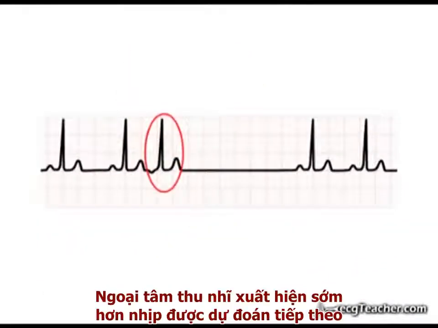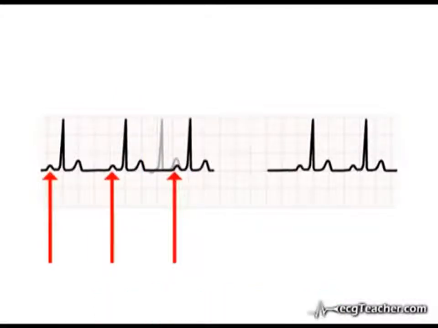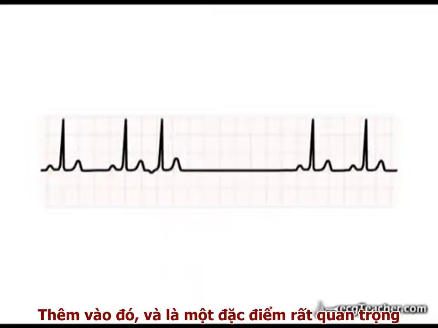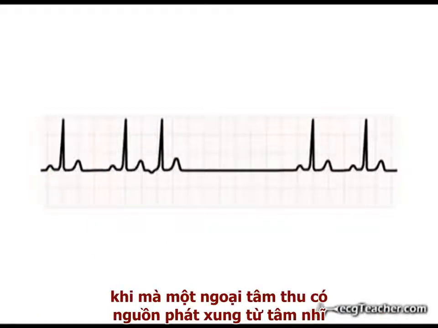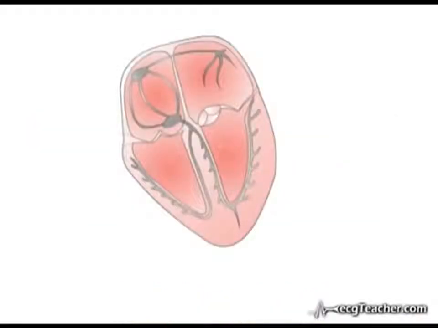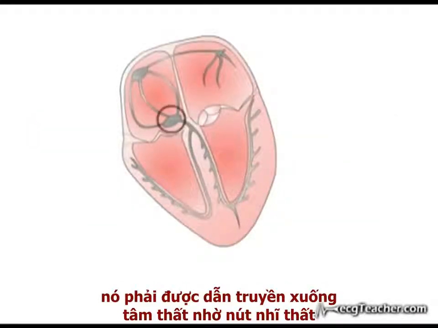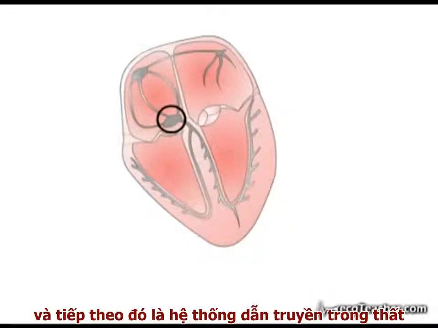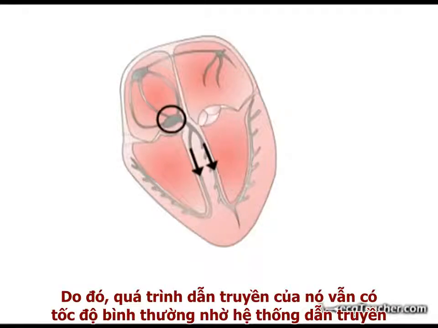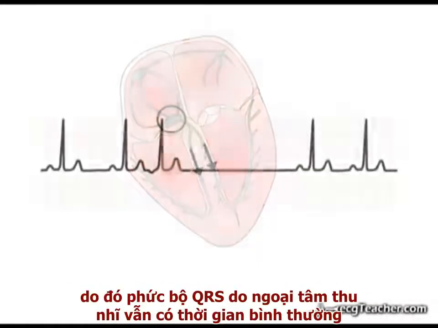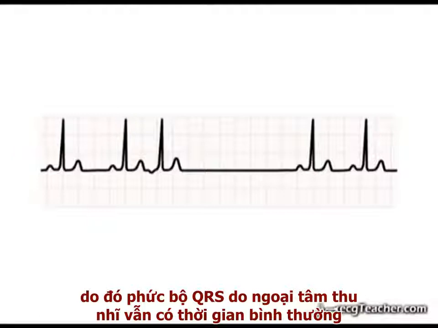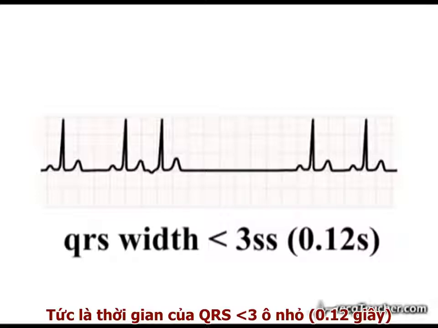On the ECG, the premature atrial contraction occurs earlier than the next predicted sinus beat. Also, and very importantly, you will appreciate that as the ectopic discharge originates in the atrium, it must be transmitted into the ventricles by the AV node, and consequently into the ventricular conducting system. Therefore, as the wave is transmitted at normal speed around the chambers by the conducting system, the QRS complex associated with an atrial ectopic is of normal duration. That is, less than 3 small squares in width.